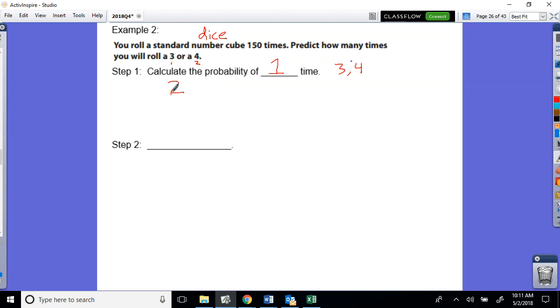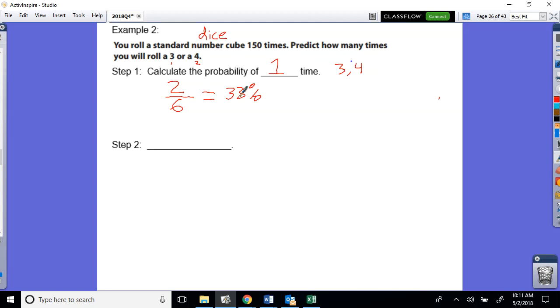Okay, so that gives us 2 choices out of all 6 of the numbers. So now we'll turn that into a percentage. If we take 2 and divide that by 6, that's going to get us 0.3333 forever and ever, so we'll round that up to just 33%. That is our probability of rolling a dice and having a 3 or a 4 show up, a 33% chance.